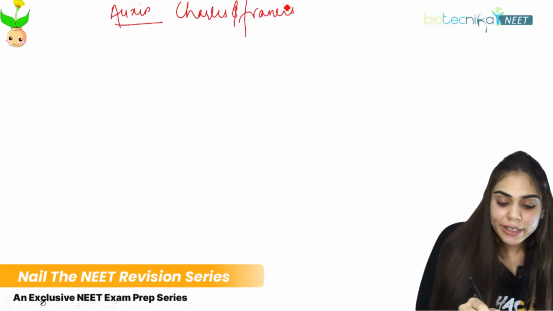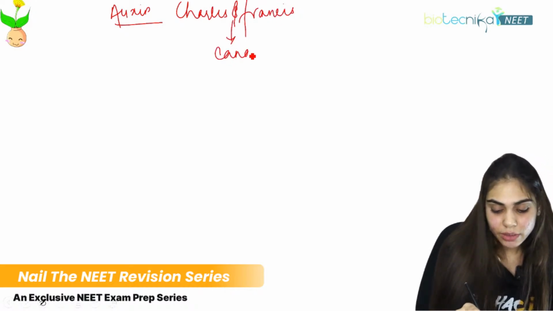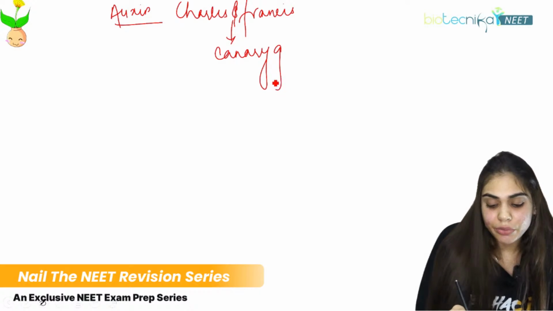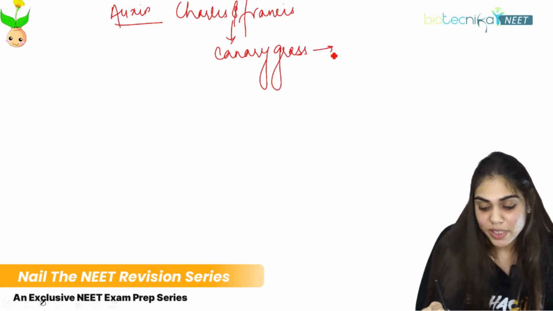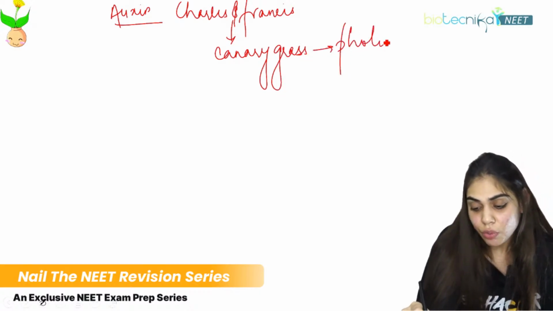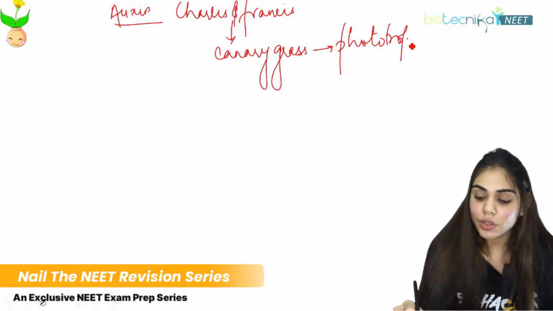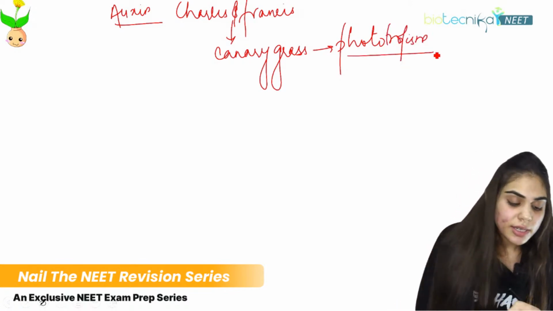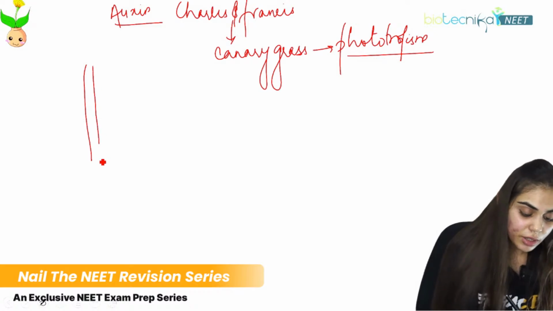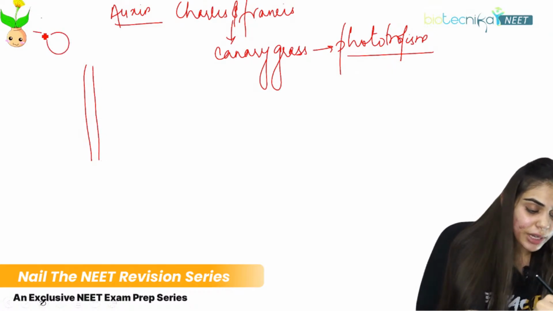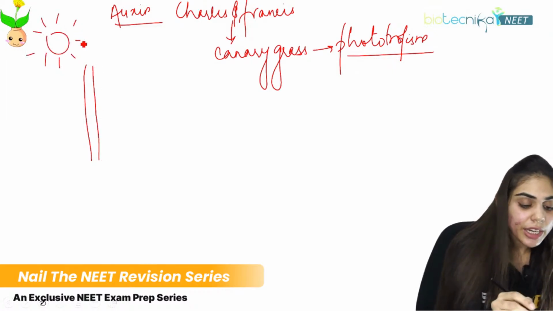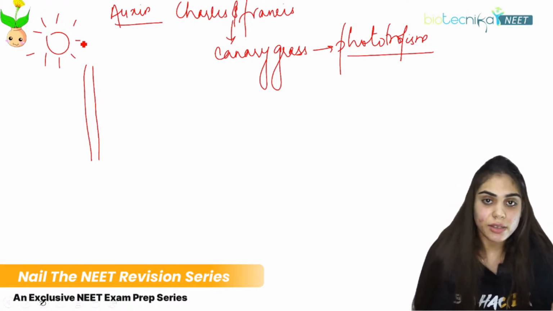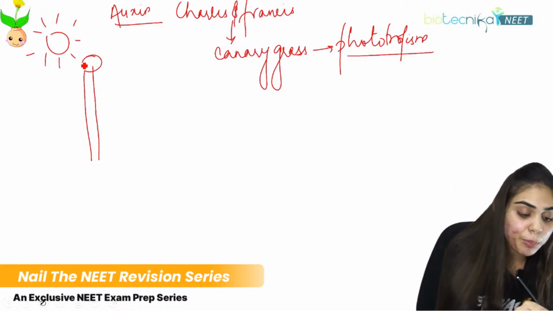He took canary grass for his study and he explained the phenomenon of phototropism. What is phototropism? Photo stands for light here and tropism means movement. Suppose this is a plant. When it is directly exposed to light or to the sun, it will cause the release of a chemical substance at the tip of the plant.